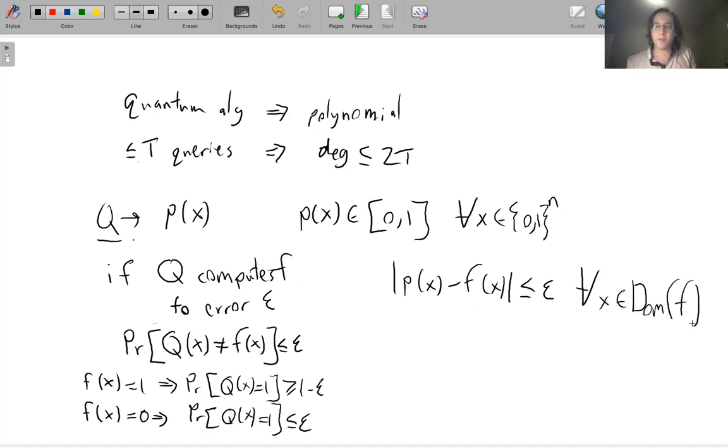Here, this works even if F is a partial function. If F is a partial function, then the guarantee that Q computes F to error epsilon only gives us a constraint on the x's in the domain of F, and we are unconstrained outside the domain of F. But p of x still has to be bounded in 0, 1, even outside the domain. The reason is that even if you plug in a bad input, an illegal input to the quantum algorithm, even then the quantum algorithm will accept with some probability. It will have some probability of outputting 1. That probability will be between 0 and 1, and p of x is that probability for that x. So p of x is always going to be between 0 and 1 for all strings in the Boolean hypercube.